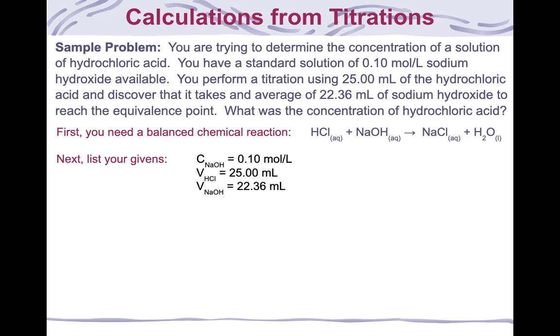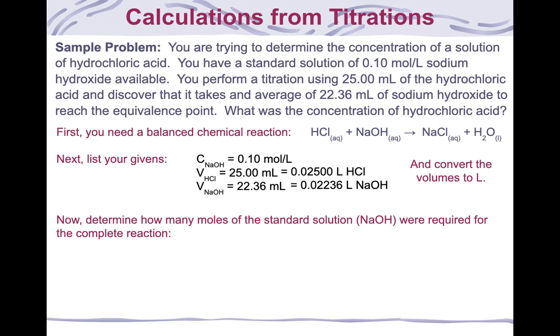And it's important that you keep straight which compound is which, right? It's the volume of HCl or the volume of NaOH or the concentration of NaOH. So it's a good idea to add those little subscripts to tell you what it is you're dealing with. So you list your givens, and then you need to convert those volumes to liters, right? Because our concentrations are moles per liter. So we do that by dividing by 1,000. And so there's the volumes that we're going to use in the calculation.